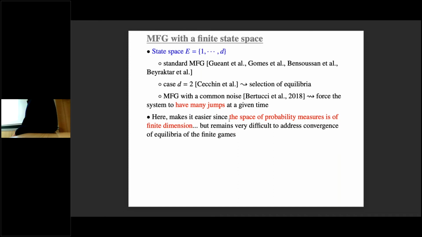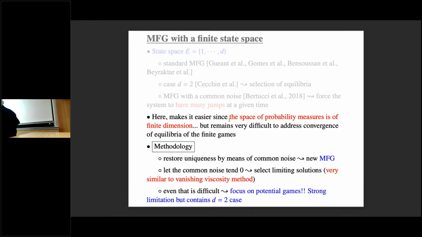This is finite dimensional, and since this is finite dimensional, it means that possibly by using a common noise taking values in finite dimension, maybe it would be possible to enforce uniqueness under the presence of the noise, very similarly to what I did before for Gaussian models, which were also finite dimension. Here I'm just saying that possibly you can do the same as what I did for Gaussian equilibria, but for games taking values in a finite set, just because this is finite dimensional. So certainly this is easier.